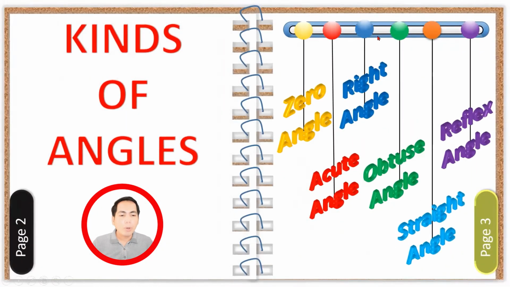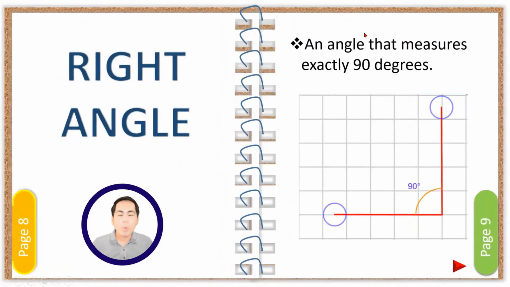Now, let's have the right angle. What is a right angle? A right angle is an angle that measures exactly 90 degrees. So an example we have here, this is a right angle because this angle measures exactly 90 degrees. So all angles that measure exactly 90 degrees, they are called right angles.